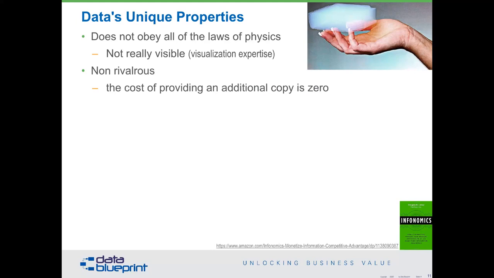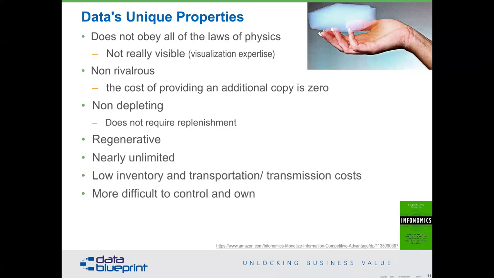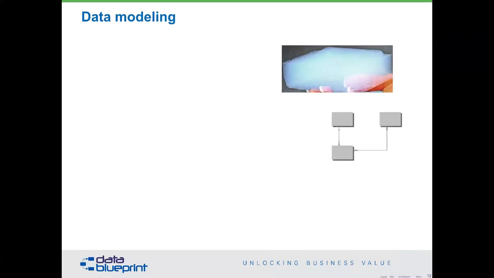Doug Laney, whose book I'm showing in the bottom right-hand corner, really a terrific book, not on data modeling, but on data infonomics. He calls data non-rivalrous, which means that the cost of providing an additional copy of your data is typically zero, which is why people don't tend to value it as much. It is non-depleting. It does not require replenishment. It is regenerative. It is nearly unlimited. It has low inventory and transportation transmission costs. But it is more difficult to control and own. It's eco-friendly in general, and it's just about impossible to clean up if you spill it. So thanks, Doug, for those lists. It's a great list that's out there.